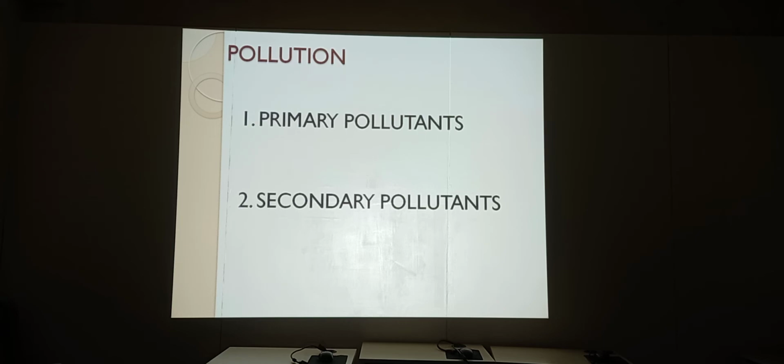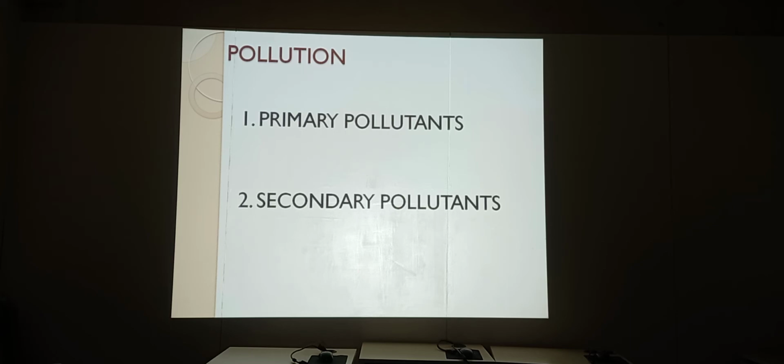Pollutants can be in liquid, solid, or gaseous state. They are of two types, primary pollutants and secondary pollutants. Primary pollutants are substances emitted directly from the source. Secondary pollutants are the pollutants which react in the atmosphere when in contact with the primary pollutants.